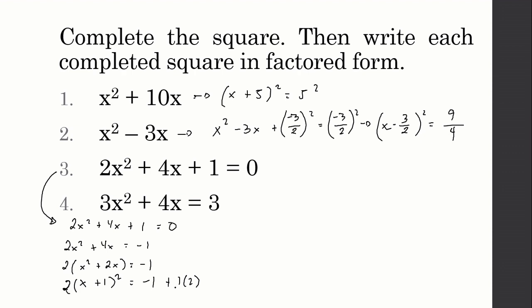So that will become 2 times 1 plus negative 1. So the final answer here is 2 times x plus 1 squared equal negative 1 plus 2, or 1 here, then 2x plus 1 squared. So this is the final answer. Or if you want to cancel 2 here, it will be x plus 1 squared equal 1 half. And then for the last item, I will leave it for you.